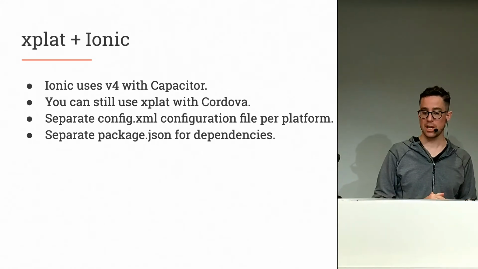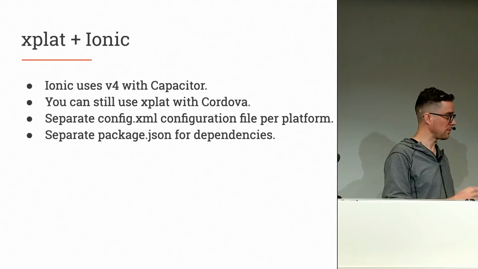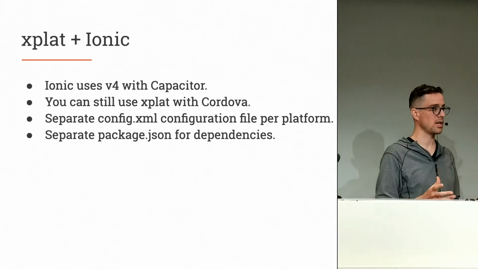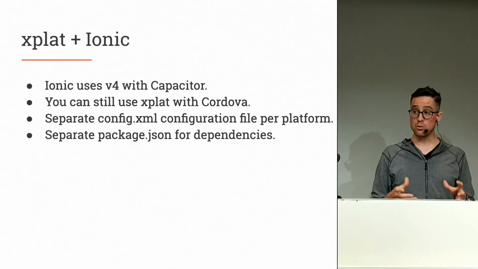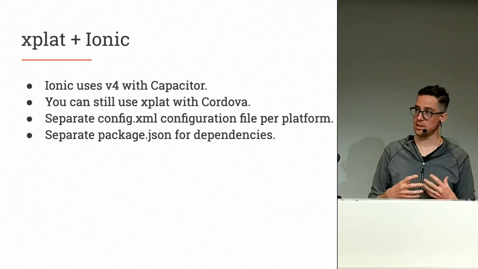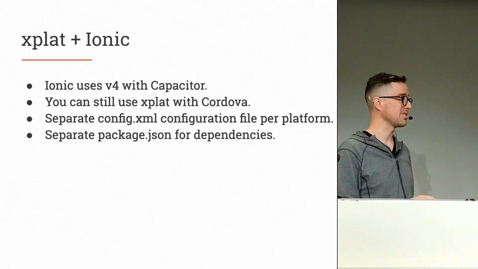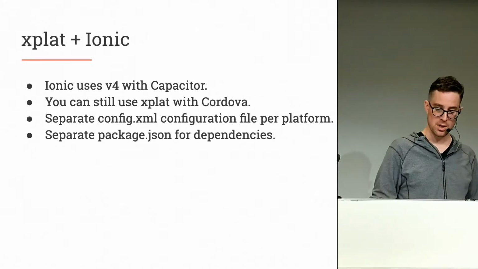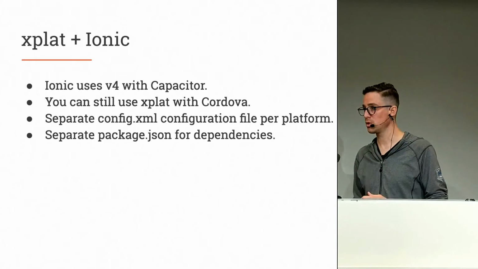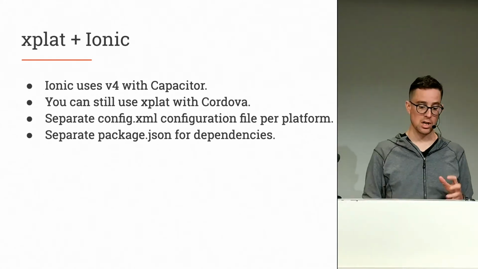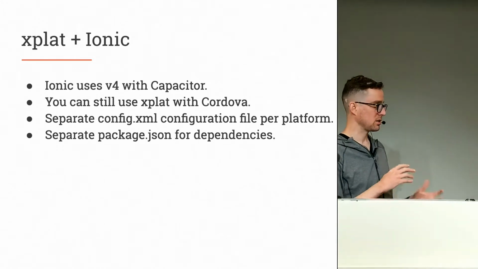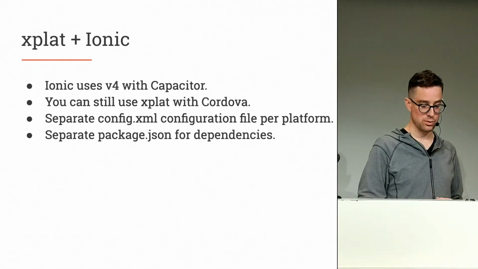But keep in mind that v4 by default uses what's called capacitor. So for those of you that are Ionic developers, you're going to kind of go, oh, yeah. If you want to use the Cordova plugins and not the capacitor plugins, you can do that, but there's a little bit of work you got to do in order to make that happen, but it is possible. Another key thing that you want to do is create some scripts around swapping out your config XMLs per platform, because otherwise you kind of run into some issues with that.